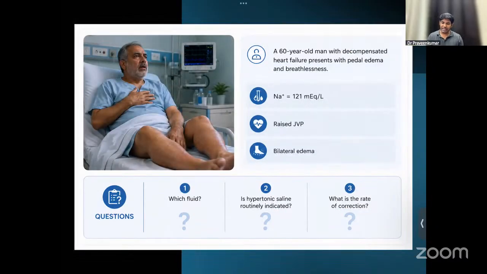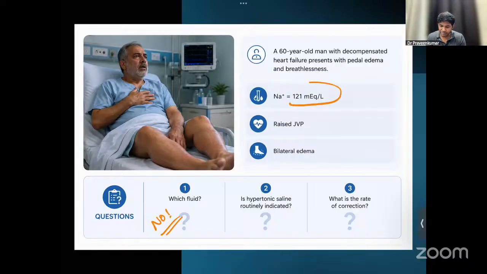A 60-year-old man with decompensated heart failure presents with pedal edema and breathlessness. Sodium is 121. Raised JVP, bilateral edema. Which fluid to be given for this patient? Exactly, someone says no. If you give fluid to this patient, doomed. So the problem is what type of hyponatremia this is. It is hypervolemic hyponatremia. Whenever the patient has hypervolemic hyponatremia, there is no role for any fluid.